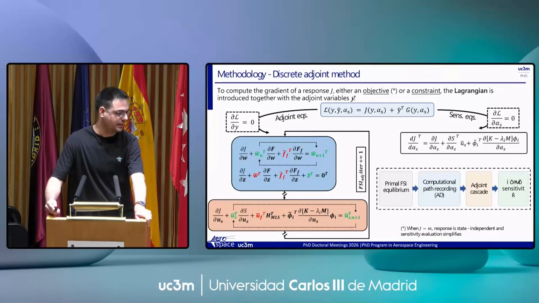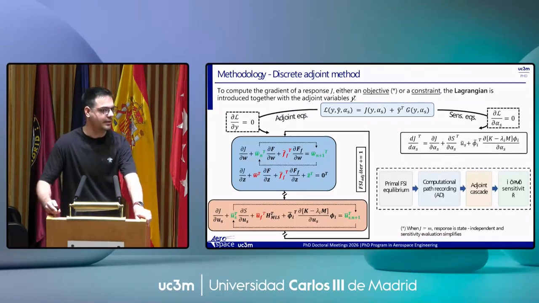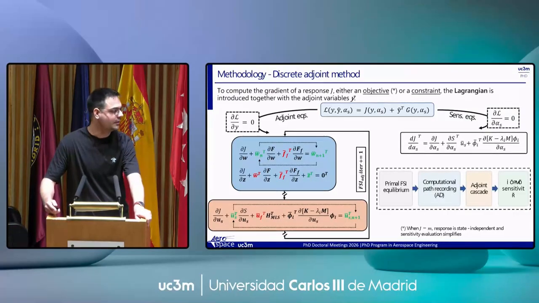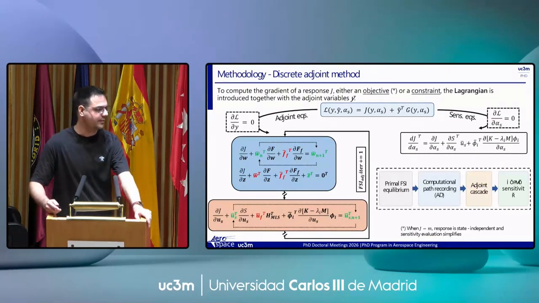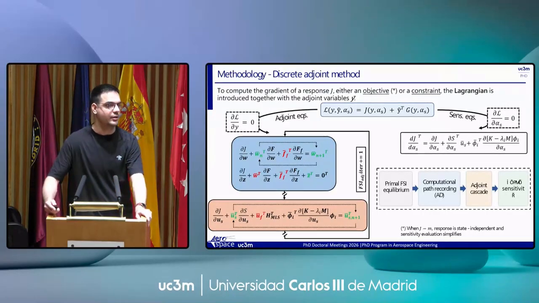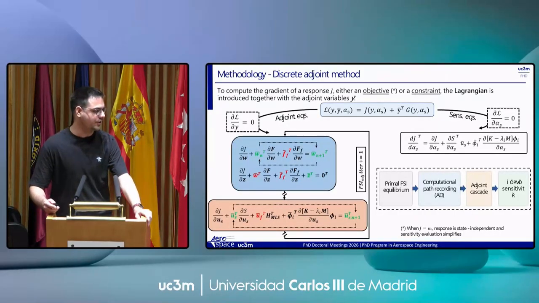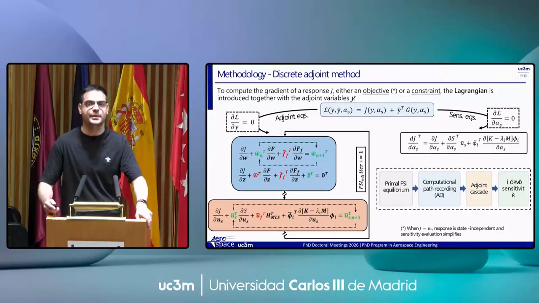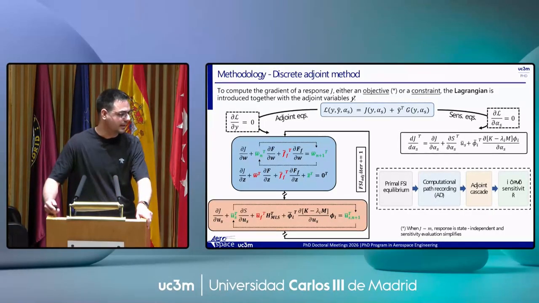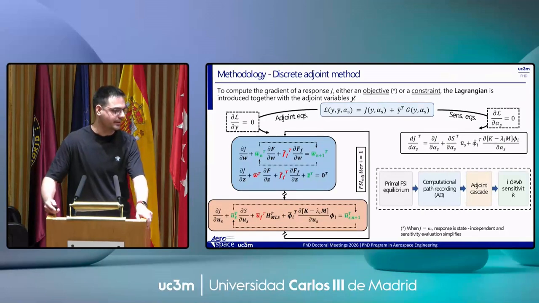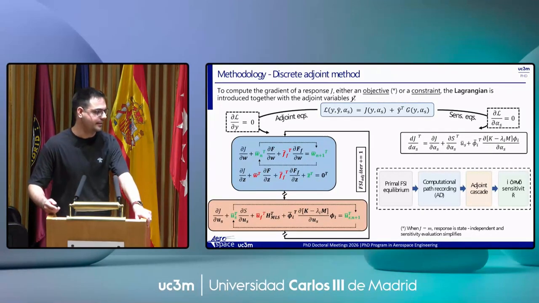The computation of the gradients is based on the adjoint method and algorithmic differentiation. We consider computing the gradient of a response, which can be the objective or a constraint, that we call J. We introduce the Lagrangian, so we incorporate capital G in a single expression through the adjoint variables. Then we take the derivatives with respect to the state variables, and we get a set of adjoint equations. In this case, I have only written the aerodynamic and the structural part of the equations. And then if we compute the gradient with respect to the design variables, we get the expression of the gradient of the response that we are interested in.